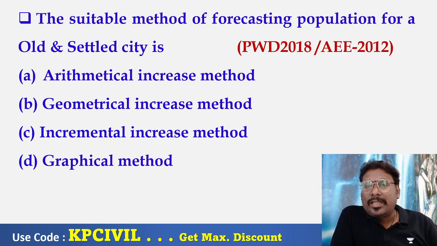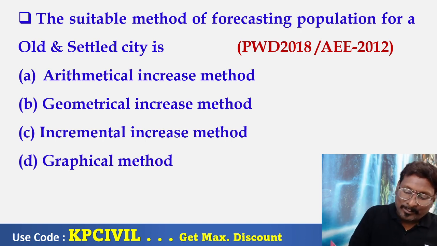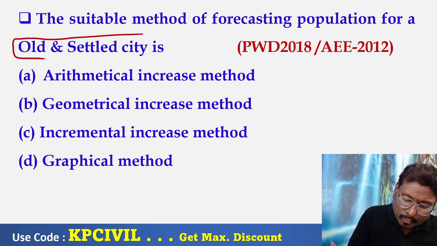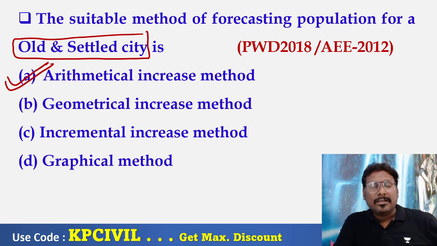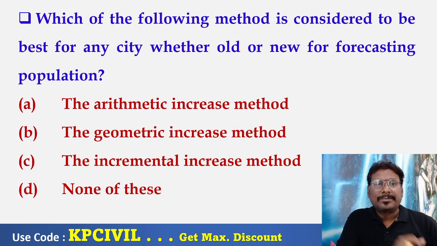The suitable method of forecasting for population. Already we have written about it now. Old and settled city is best: arithmetic increase. Young city is geometrical. Old or new is incremental.